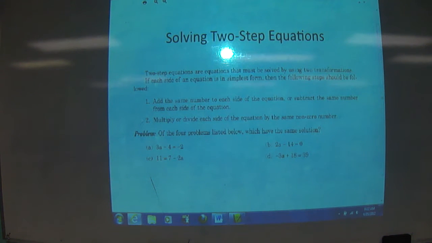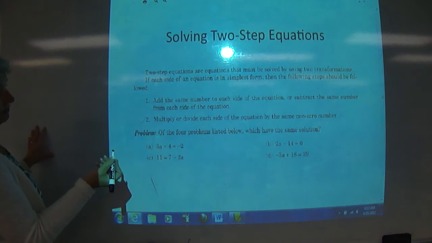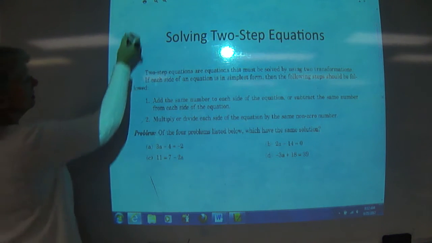About two-step equations. We talked about one-step equations last time. Two-step equations, obviously, have two parts to them. Does everybody know what a me chart is? Heard of it? Me chart? Let's just start with D. Go ahead and dig in D.